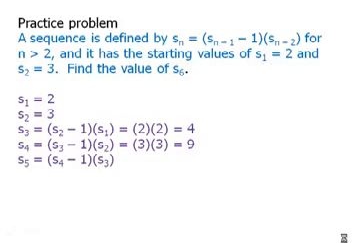The fifth term is going to be the fourth term minus 1, so 9 minus 1 is 8, times the third term, which is 4. 8 times 4, that's 32. So we don't continue with squares. It looks like they get bigger.